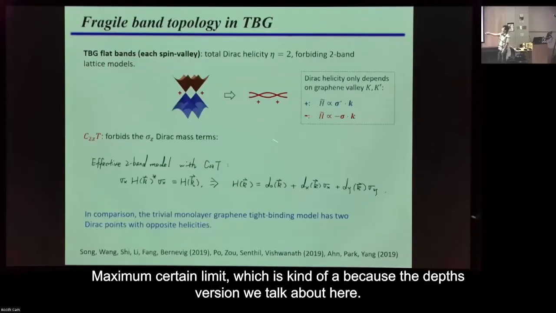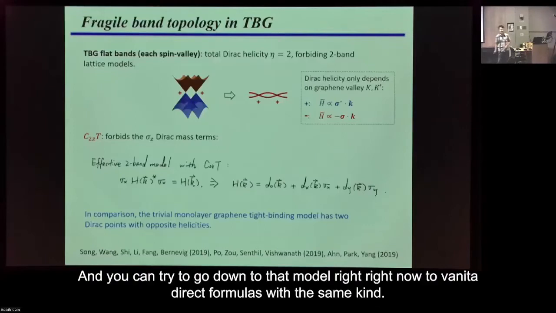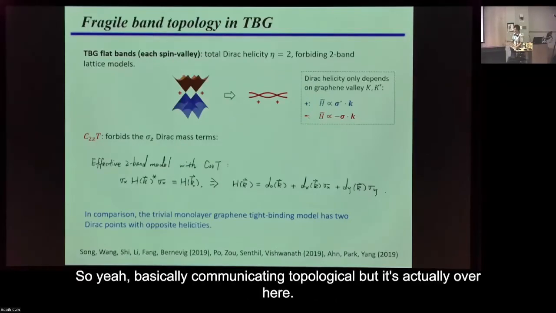Okay. So here, the simplest way to understand this topology is to note that the first part of the two bands is hybridizing with the two Dirac fermions in the same valley. These two Dirac fermions are from the same valley K, so they actually have the same helicity. And if you try to write down a two-band model, you can never write down a two-band tight-binding model with two Dirac fermions with the same helicity. So that basically indicates it's topological, but it's actually fragile topological, as we'll show later.